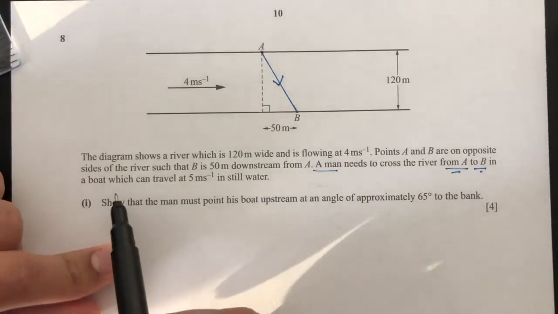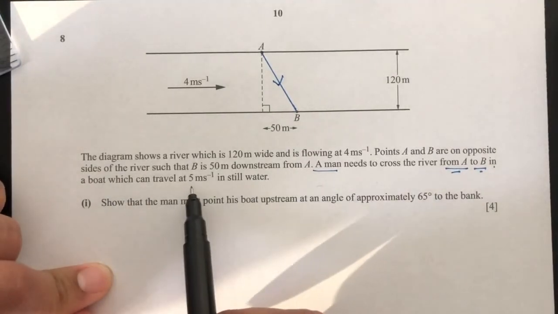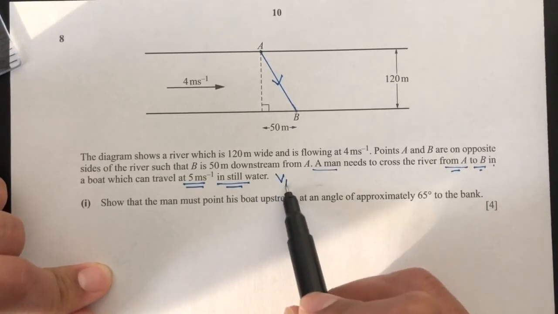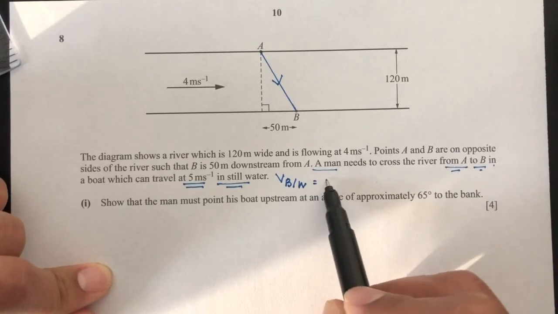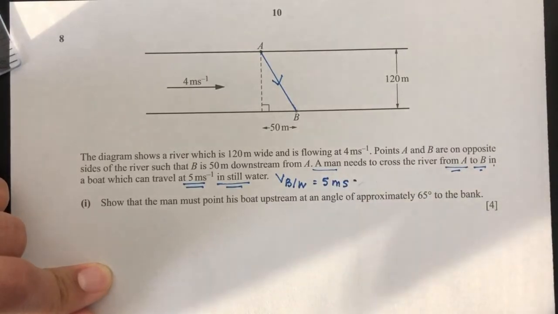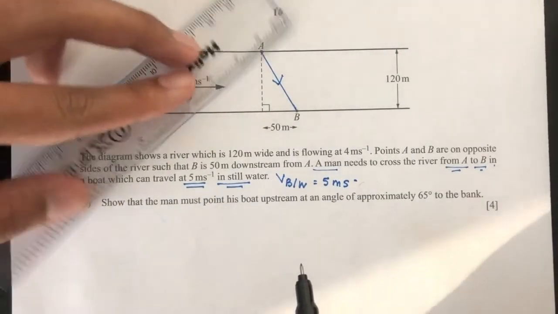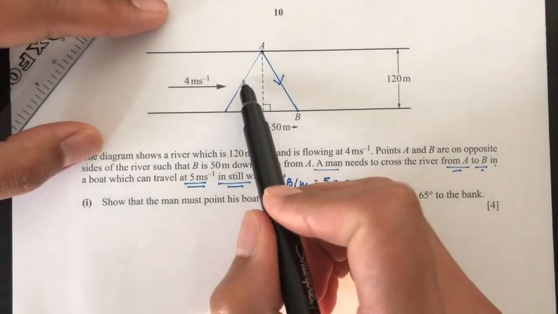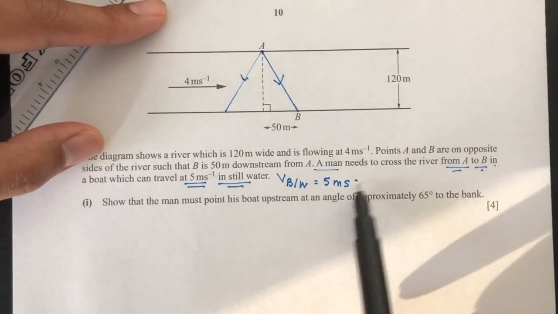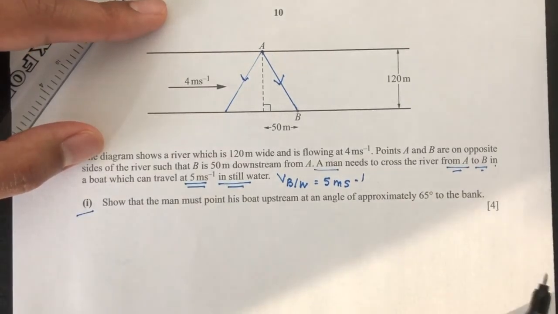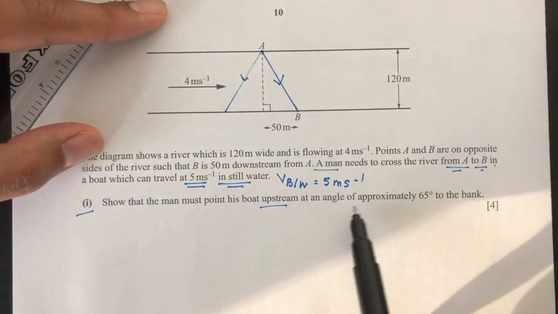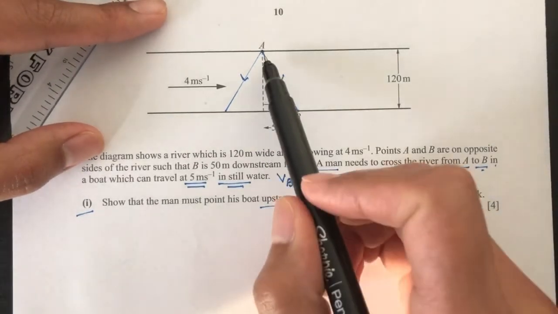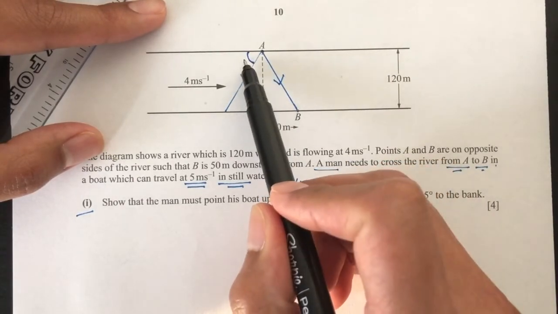So now it says he travels in a boat which can travel 5 meters per second in still water. So the speed of the boat relative to the water is equal to 5 meters per second. So basically the man needs to travel in this direction with his boat, and the speed of the boat in water is 5 meters per second. So question part 1, show that the man must point his boat upstream at an angle of 65 to the bank. So it means that we need to prove that the angle with the bank here is equal to 65.